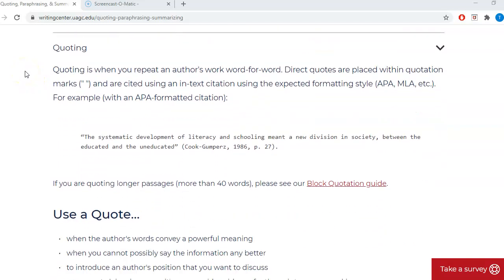So we're going to look at quoting really briefly because I think you've done this enough times that you have a general idea what you're doing with this. So direct quotes go inside quotation marks. Now this is an APA example, but if it were MLA, you'd have the author's name or the title and a page if necessary.